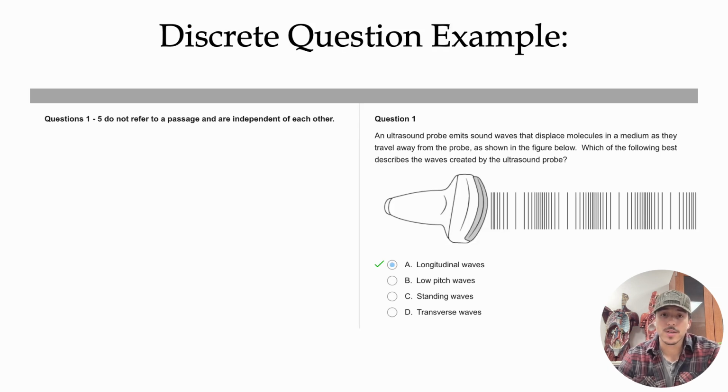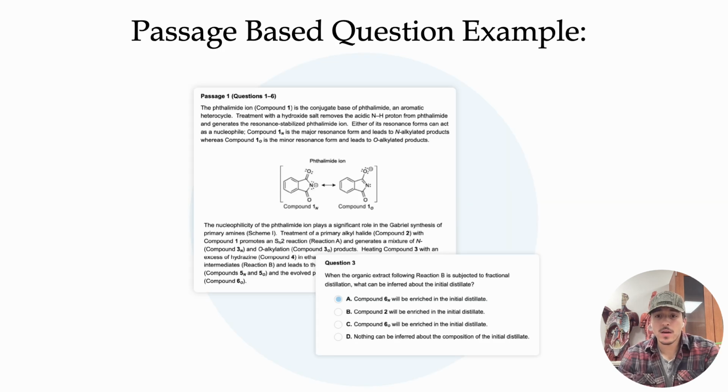This is an example of what a discrete question looks like, and this slide is pretty accurate to what a discrete question looks like on the actual MCAT. But then you move on to passage-based questions.